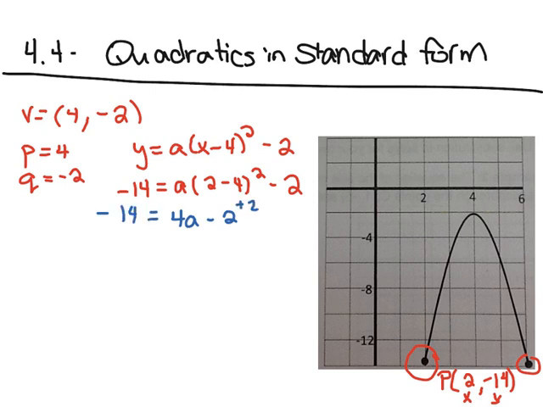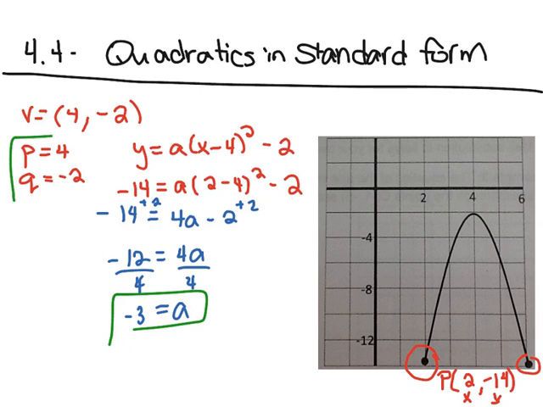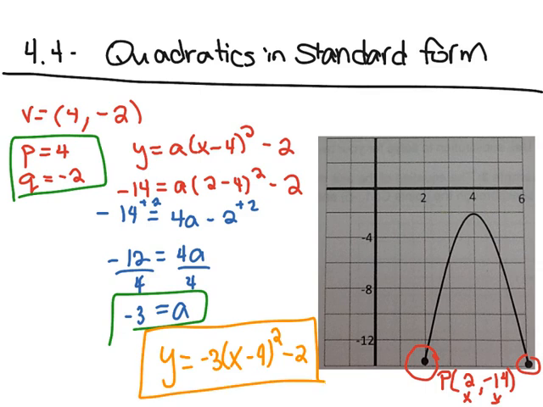Now we're going to add 2 to both sides. We have negative 12 equals 4a. Divide both sides by 4. Negative 3 is equal to a. So now we have our a and our p and our q. So our equation is y equals negative 3(x minus 4) squared minus 2. And that's our final equation for this graph.